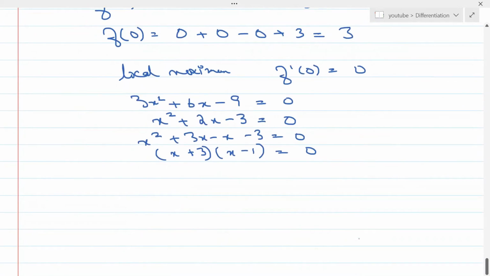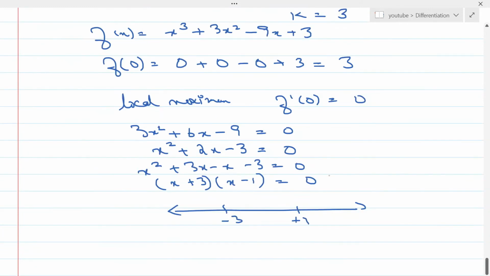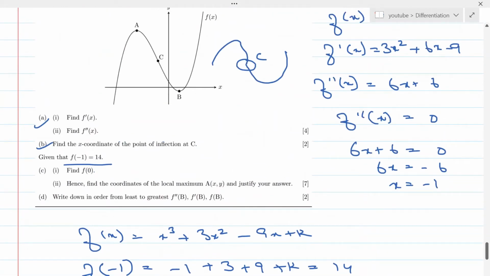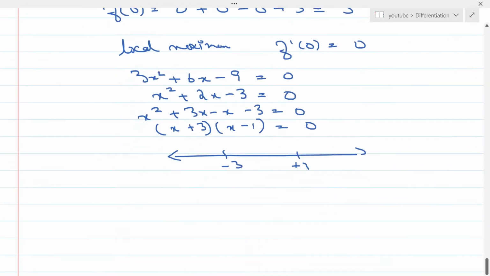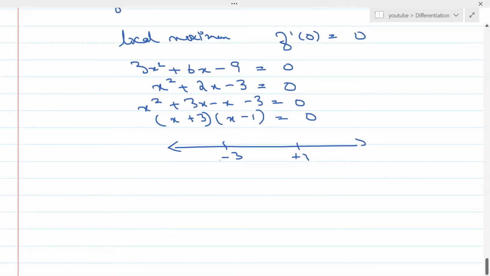So clearly I have 2 points over here. One point is −3, and the second point is +1. Now clearly from the graph I can figure out one point is negative and one point is positive, and that negative point −3 would be the maximum just by looking at the graph. But if I didn't have the graph, I can use the sign diagram to figure this out.